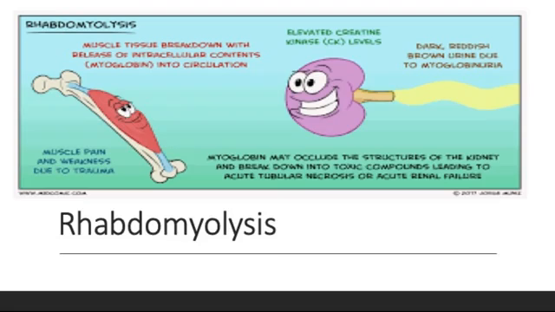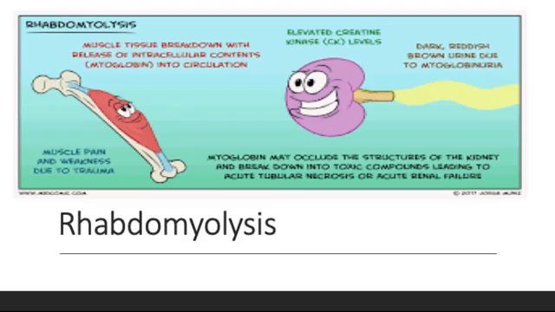Let's say your leg gets crushed and you have massive muscle damage that ultimately releases these high levels of myoglobin into your bloodstream. So basically what this causes is, as the kidneys try to filter out this myoglobin, it causes damage. And they clog up the tubules that are filtering. And this leads to acute tubular necrosis and acute renal failure.